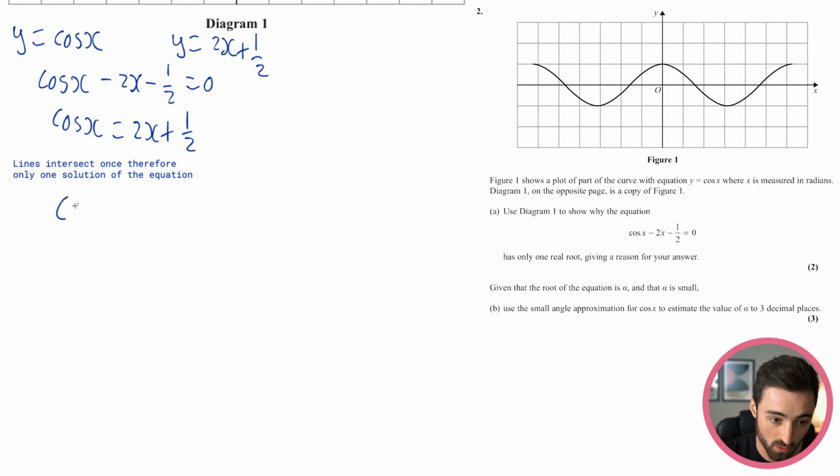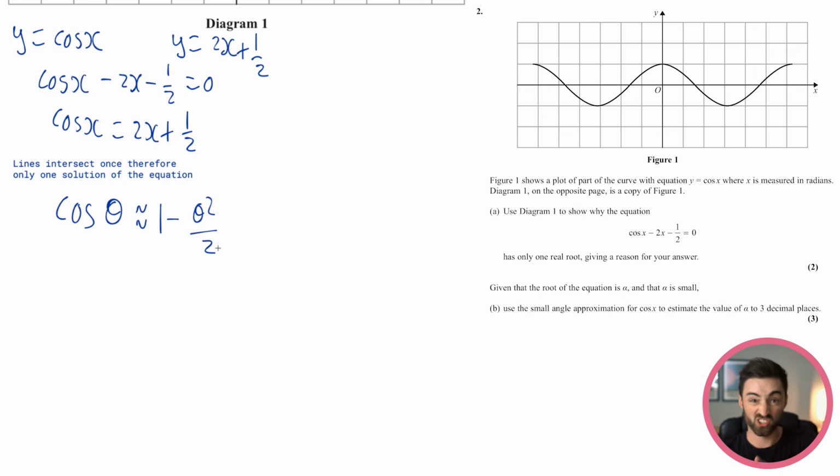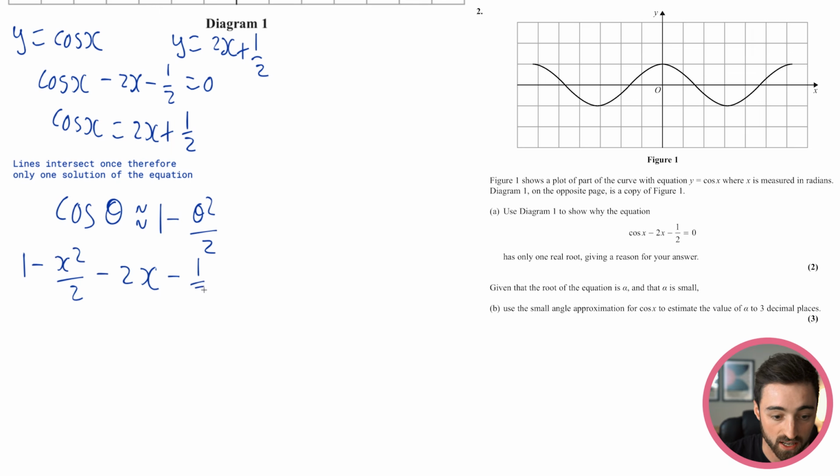It says that when theta is small and measured in radians, which is good because we know that in this case we're using radians, cos theta is approximately equal to 1 minus theta squared over 2. So just sub it in, right? Sub it in. So I'm now going to have 1 minus x squared over 2 minus 2x minus a half equals 0. Clean it up a bit.